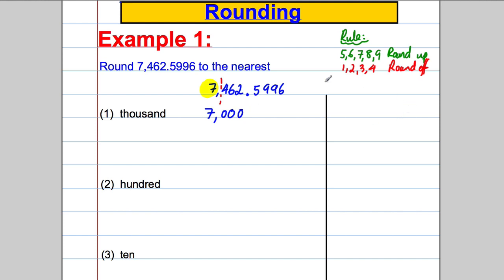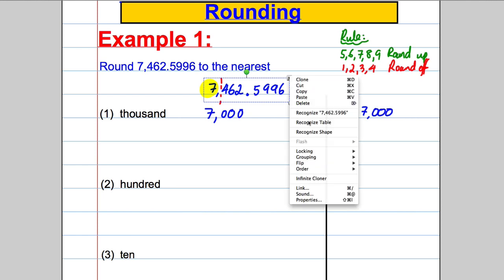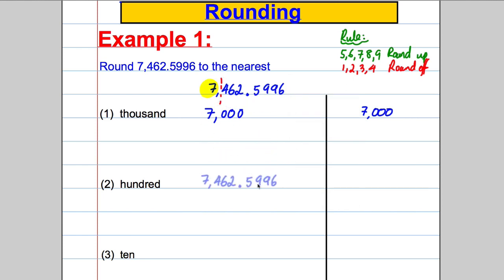Another way of thinking about it is, you're rounding to the nearest thousand. Imagine this was money and you were giving it to someone and you only had £1,000 notes. Would you give them 7,000 or 8,000? Well, you'd give them 7,000 because 7,462 is closer to 7,000 than it is to 8,000. Okay, let's round to the nearest 100. What I'm going to do is write the number down again.